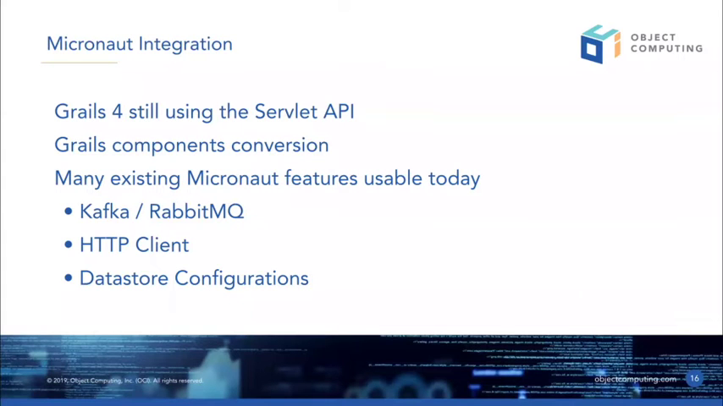So when we talk about the integration between these two frameworks, it's important to understand what pieces are used from which, right? Grails 4 is still using the servlet API, where Micronaut does not. Micronaut server's runtime is based off of Netty, so there's no servlet API in there at all. And so we're not using the Micronaut HTTP server at all in a Grails 4 application. What that means is that most of the features surrounding the server of Micronaut will not apply in a Grails 4 app.